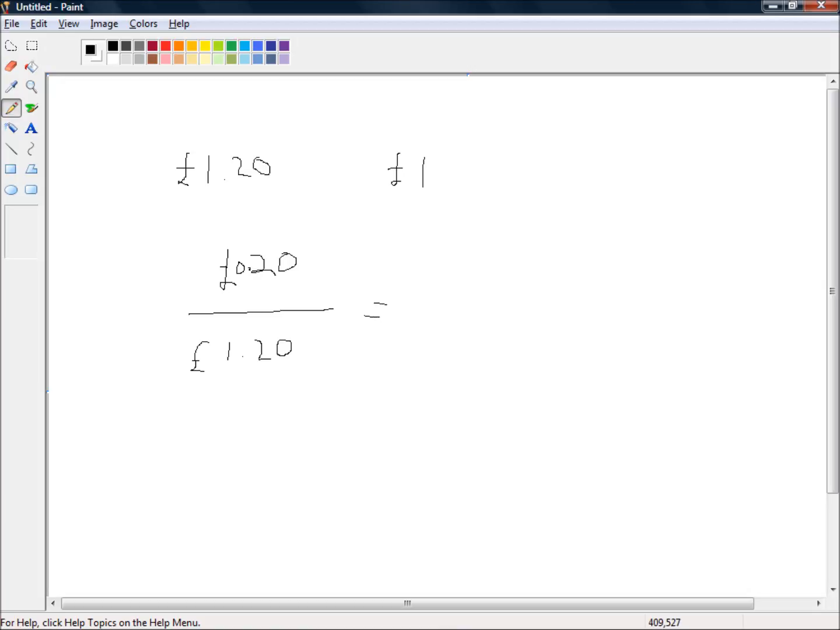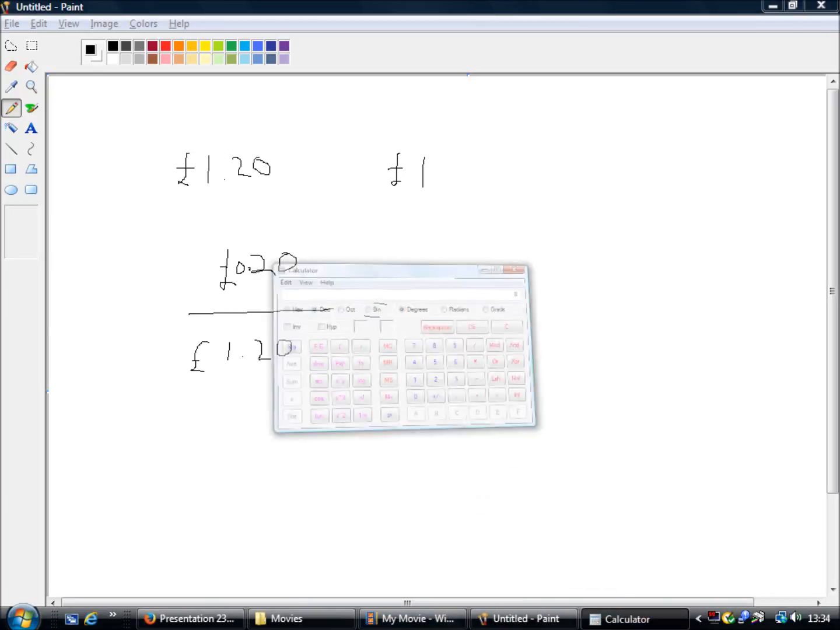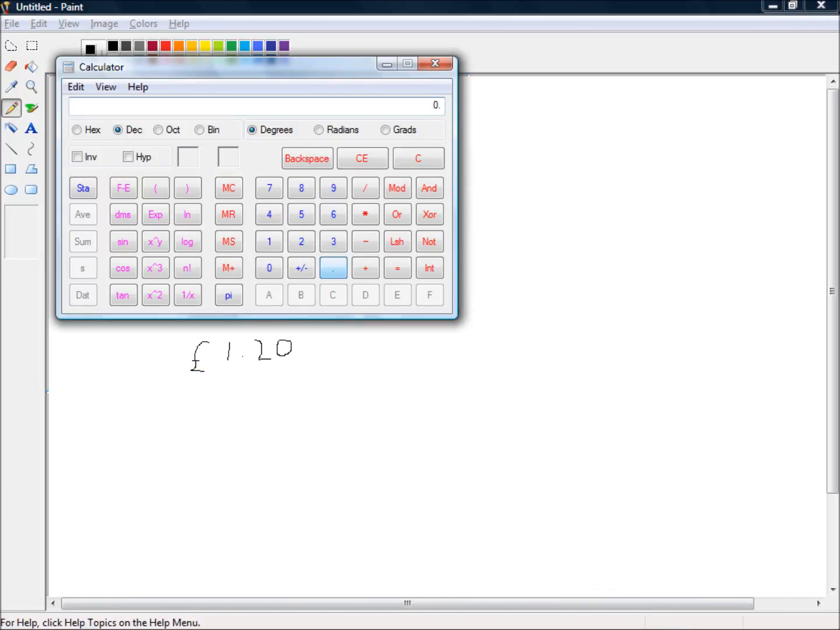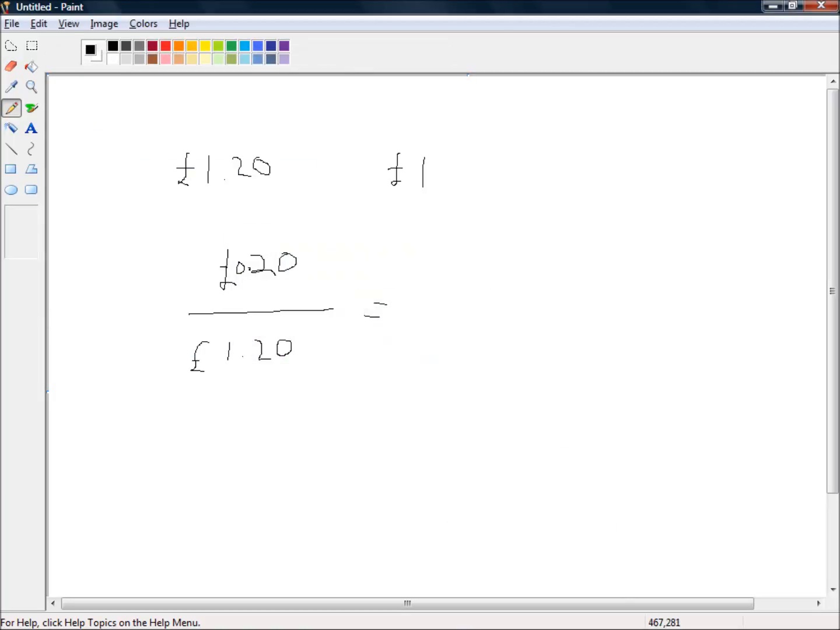This time it's 0.2 divided by 1.2 times 100, and it's a 16.66% decrease. I'm going to say 17% decrease.